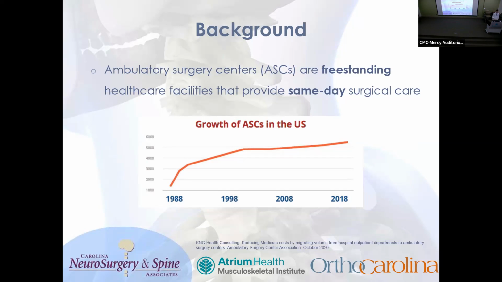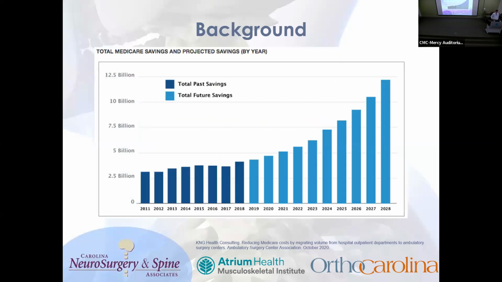Over the past 40 years or so, there's been an explosion of ASCs across the United States. Initially, that was mainly ophthalmology and general surgery. For the past 15, 20 years, spine surgery has really started to migrate to that setting as well. There are a lot of reasons for that, and perhaps the most important is the cost savings associated with the ambulatory setting. It's really significant. If you look at these projections, this is just Medicare alone, billions of dollars a year. And the projections for private insurance are even higher.